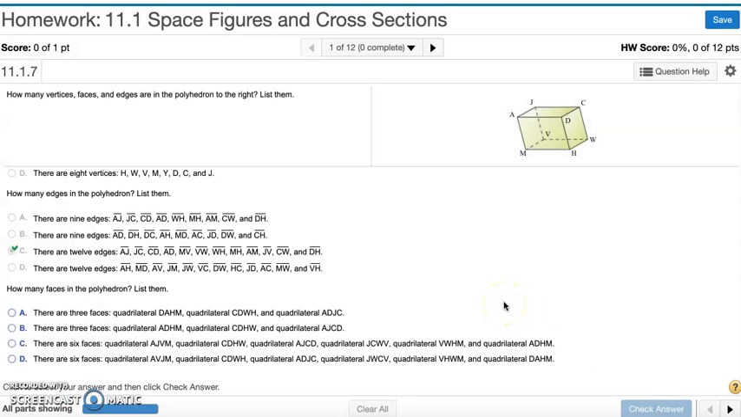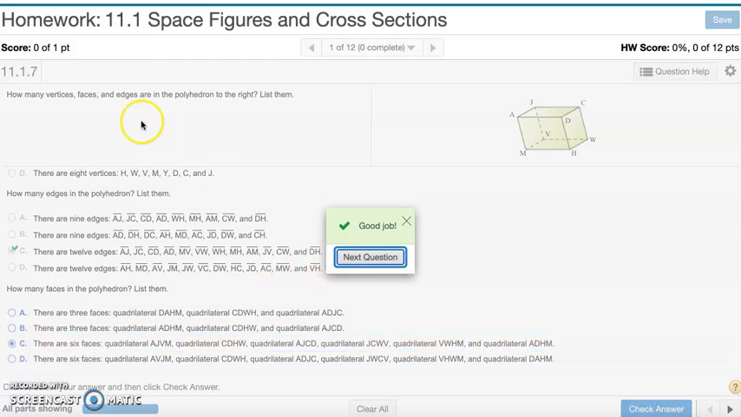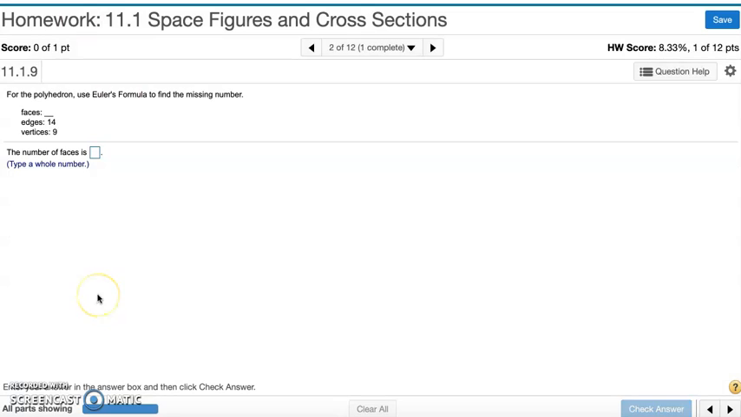And how many faces? Well, that we have front, back, side to side, and top and bottom. That's going to be 6 faces. So that's going to be C. And that's number 1. Number 2.